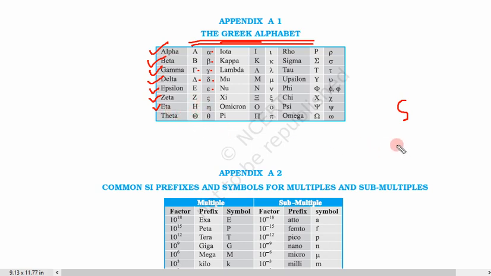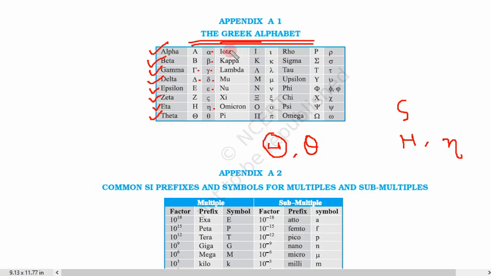Eta is very similar to H. How do we write small eta? We write something like this. This is also a commonly used letter. Theta. This is also very commonly used, especially for angle. This is called capital theta, and small theta is this. Theta is equivalent of T.